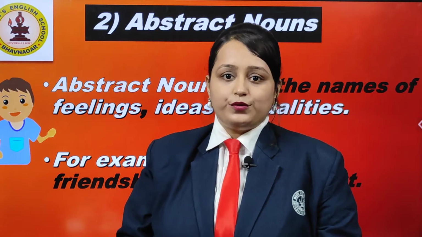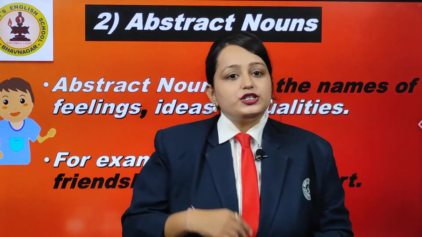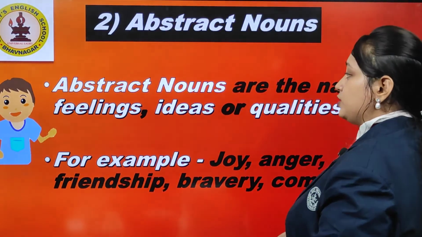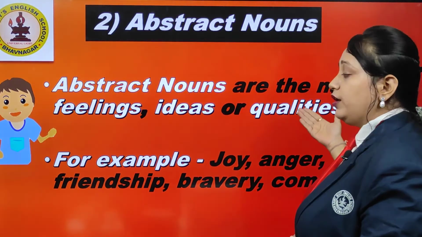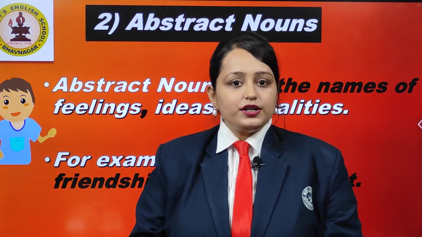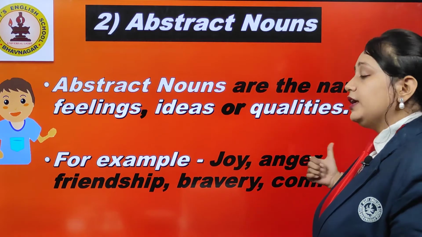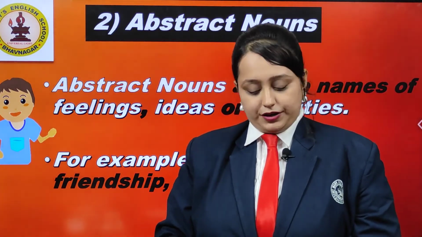So if you say I love my parents, so can you touch that love? No, you can only feel it, right? Okay. So friendship between two girls. There is a very strong friendship between two girls, okay? So can those two girls or anyone else touch that friendship? No, it's an abstract noun. Now let's look at the definition. Abstract nouns are the names of feelings, ideas or any type of quality. For example, if I say Jatin is a brave boy, Jatin is very intelligent, so that is his quality, right? So that will be abstract noun. Let's see other examples. Joy, anger, friendship, bravery, comfort, all these nouns are abstract nouns.